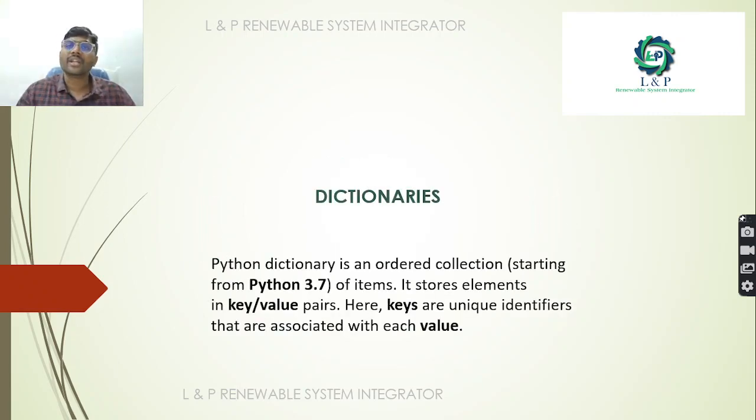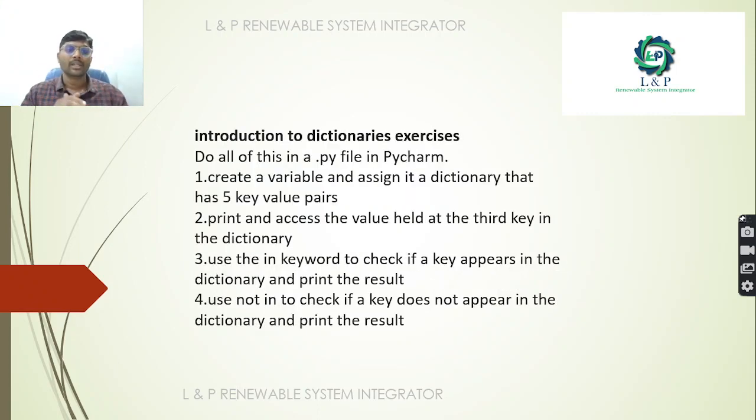Okay, so dictionaries are an ordered collection of items. They store elements as key-value pairs. Keys are the unique identifiers that are associated with each value. Okay, so let us try to have an example of a dictionary exercise.